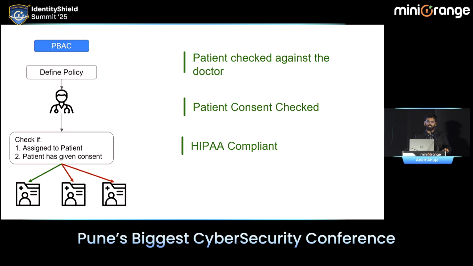Now, how to transition? Many IAMs focus on RBAC, and they already have RBACs implemented. Many organizations have that implemented as well. So how to transition into PBAC? Because it looks simple, but it's really a complex system.